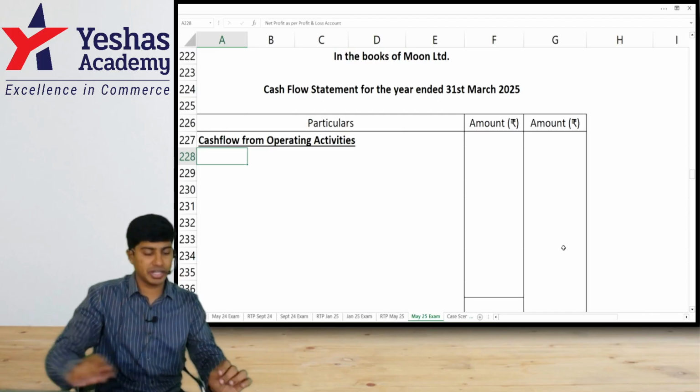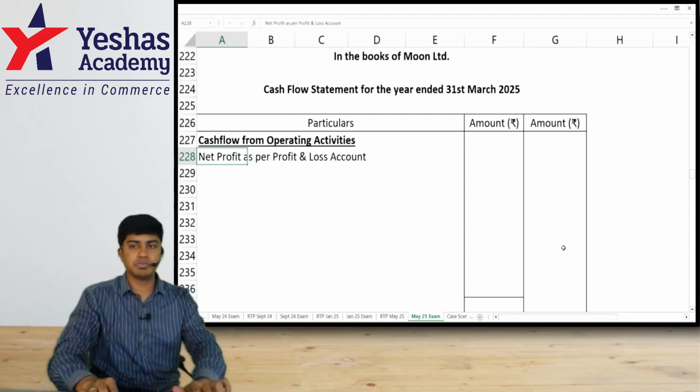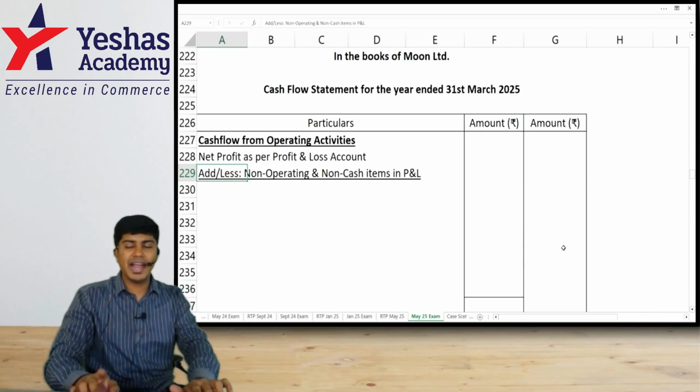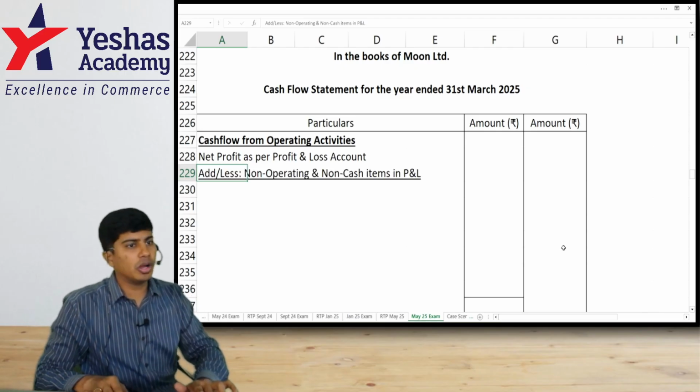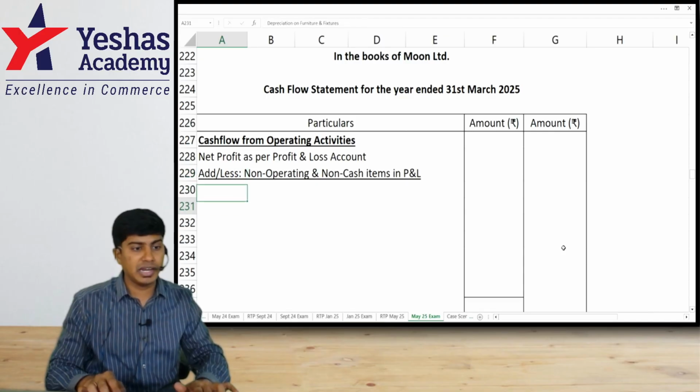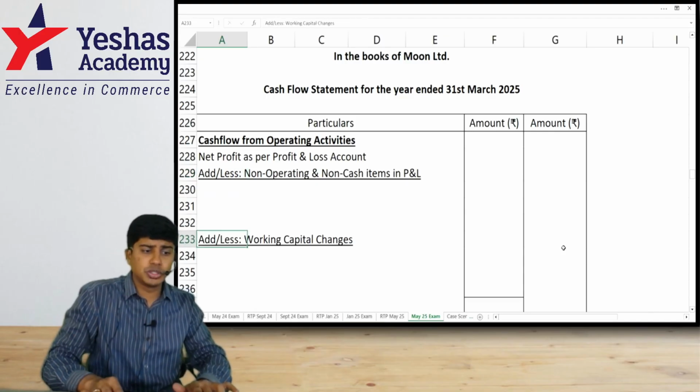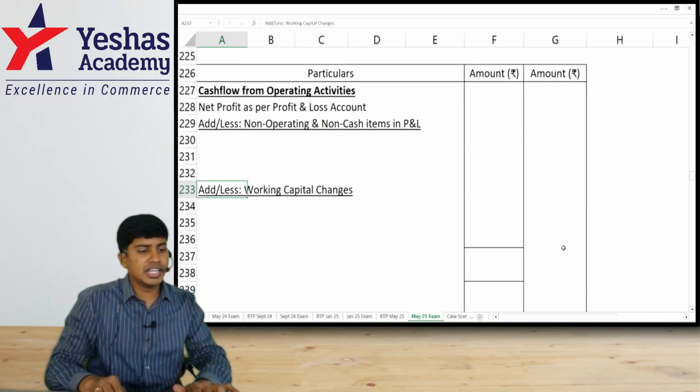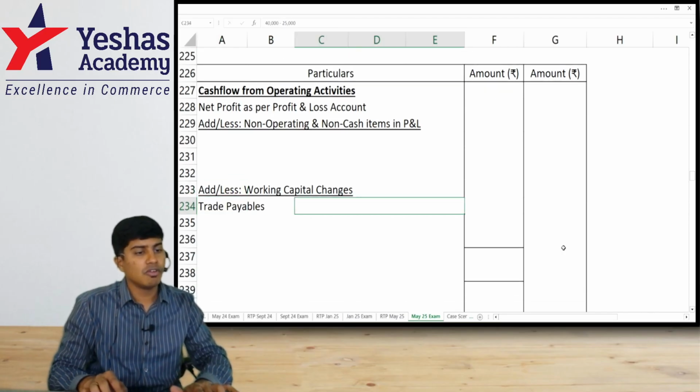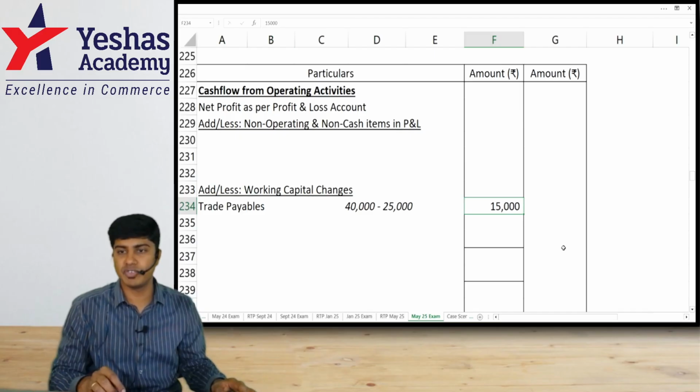Under operating activities, we would have to start with net profit as per P&L. Then we'd have to do those add or less items which are non-operating or non-cash appearing in P&L. Enough of those items. Then I should do changes in working capital. Here is where I will write trade payables: 40,000 minus 25,000, which is 15.